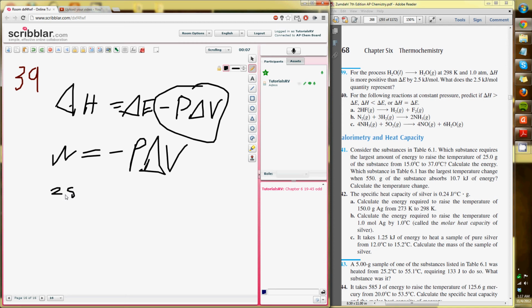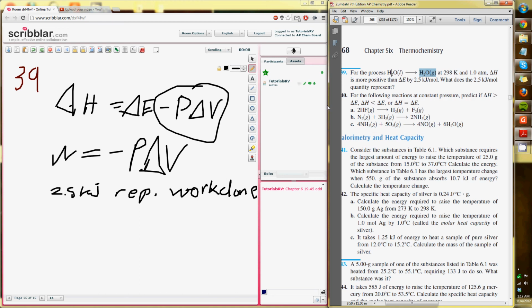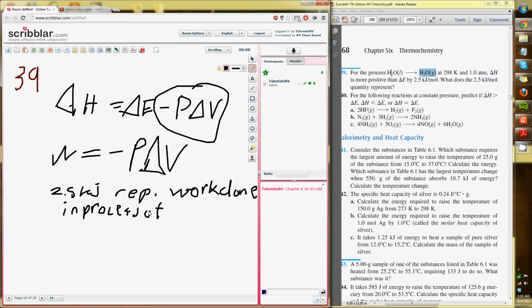So 2.5 kilojoules represents work done. And this is of course a vaporization process. So in the process of vaporization, because it's a liquid into a gas.